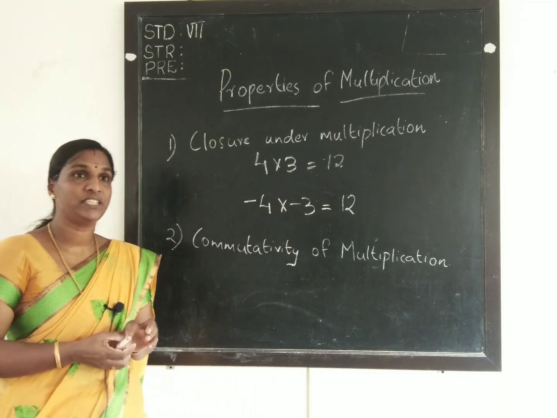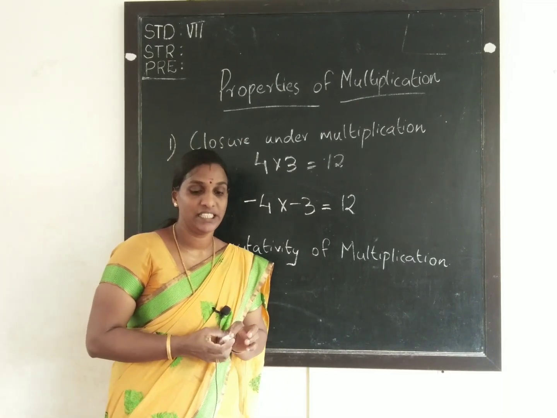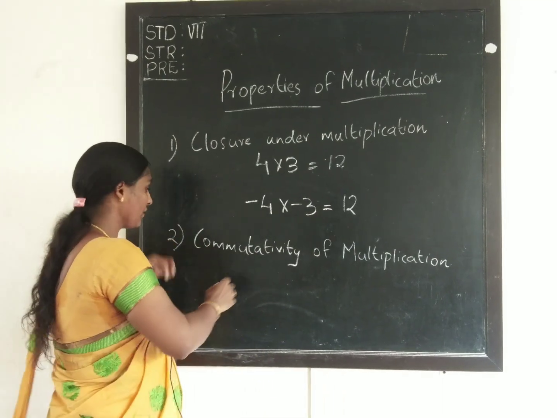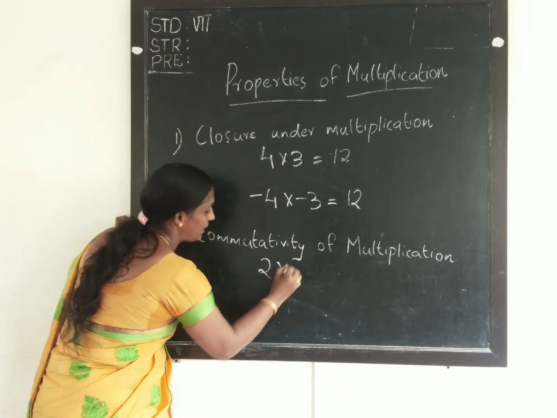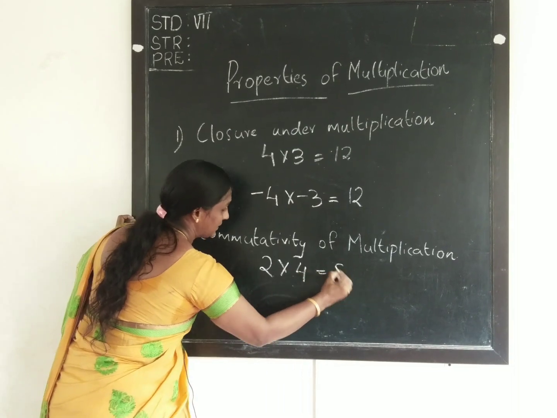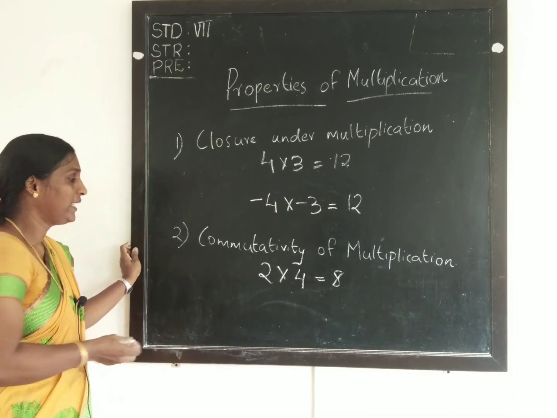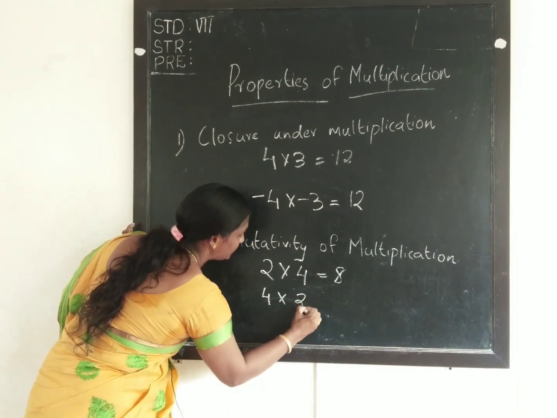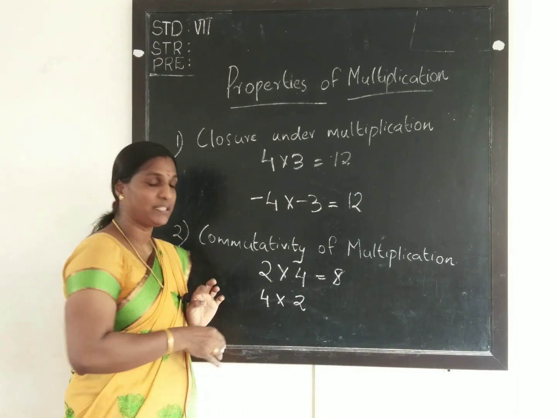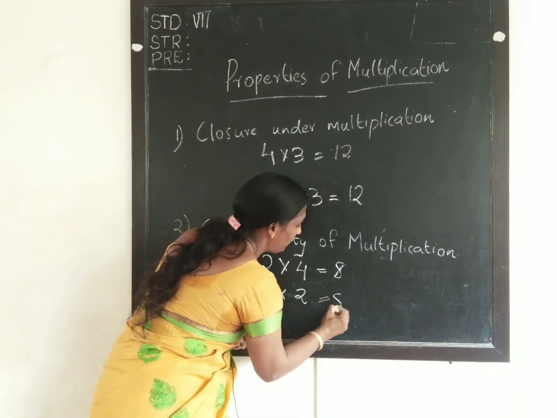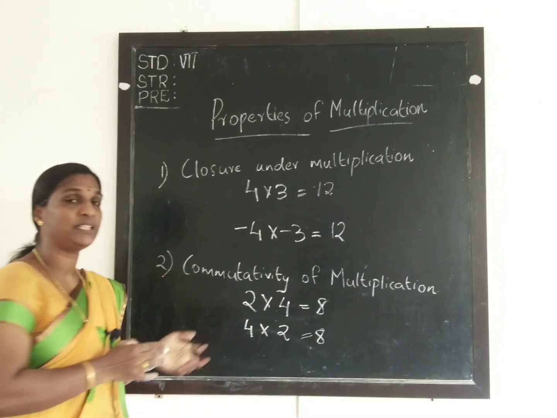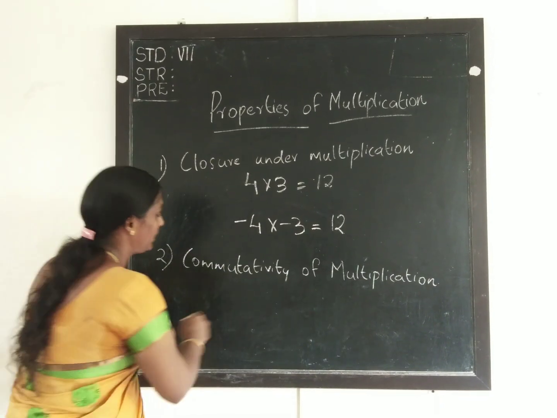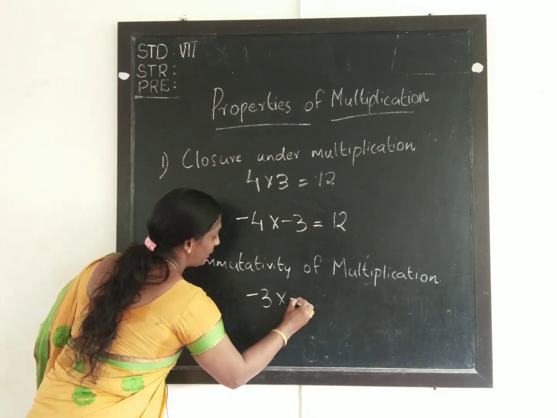Now the second property is commutativity of multiplication. What is commutativity? You have studied in the last class. In addition and subtraction also you have studied commutativity. We can say with an example, 2 into 4 is 8. Then when we reverse the order by writing 4 first and 2 last, we will get the same answer. That is what is meant by commutativity. This is true in the case of integers also. We can take another example, that is minus 3 into 5.